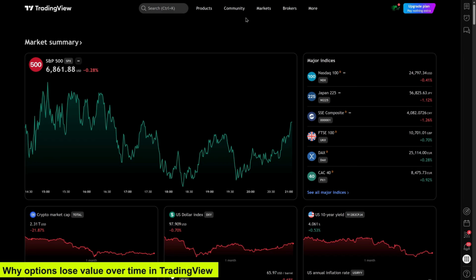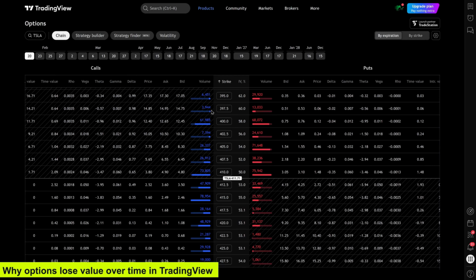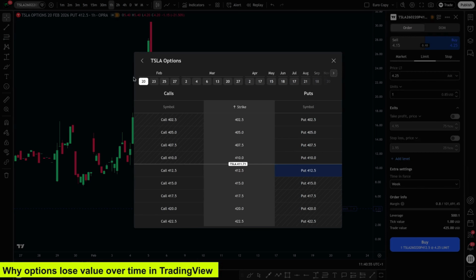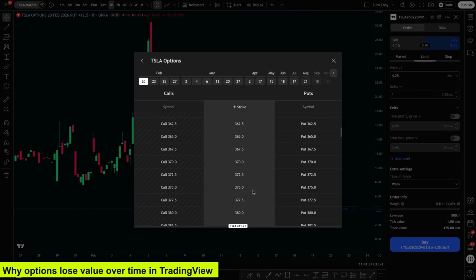Why options lose value over time in TradingView. One of the most important concepts in options trading is time decay. Every option contract you see in TradingView has an expiration date. That expiration is fixed. As each day passes, the contract slowly loses value. This is called theta decay. Even if the stock price does not move at all, your option can still lose money simply because time is passing. Time is built into the price of the option. As expiration gets closer, that time value shrinks.